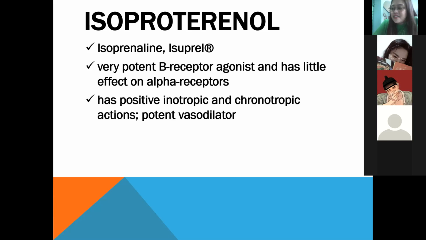Now, its effect is actually more on the beta 1, which means ang effect niya is more on the heart. So it's a positive inotropic and chronotropic agent. It can increase the force of contraction of the heart at the same time the rate of contraction. But it can also cause vasodilation. It's more on the beta receptors nga makita pod sa blood vessels. We also have beta receptors on the blood vessels and then ang effect ana niya is vasodilation. Okay? So that's it for isoproterenol.